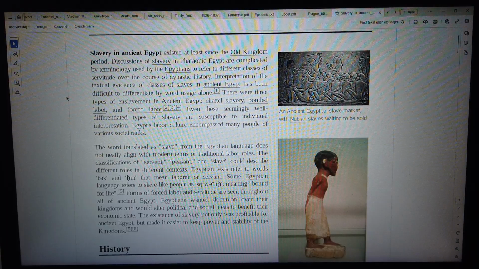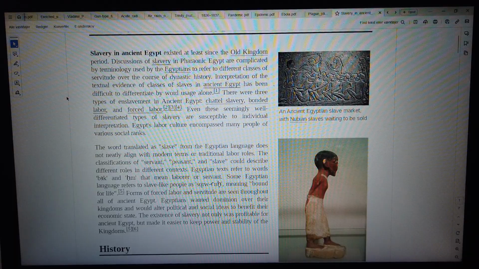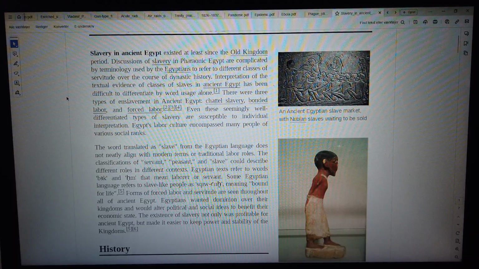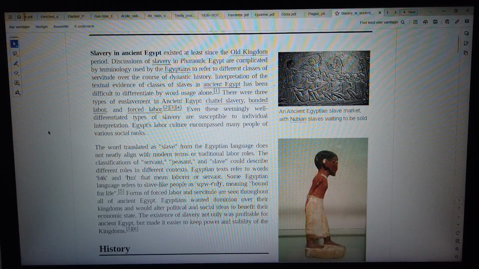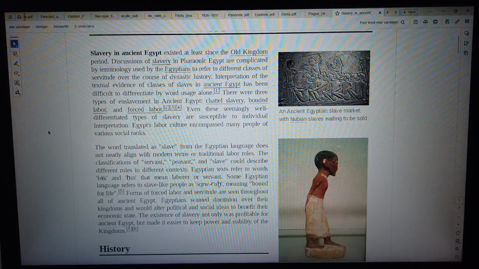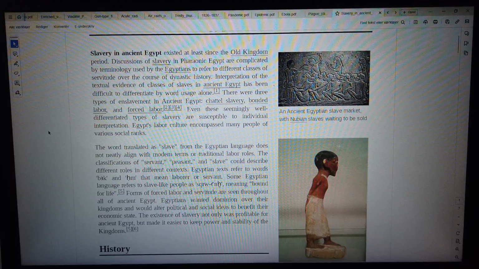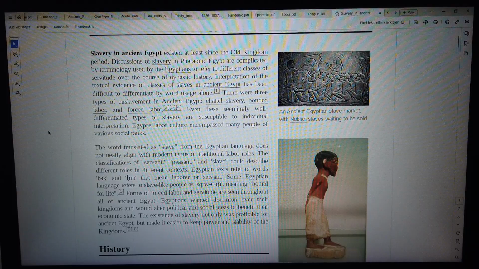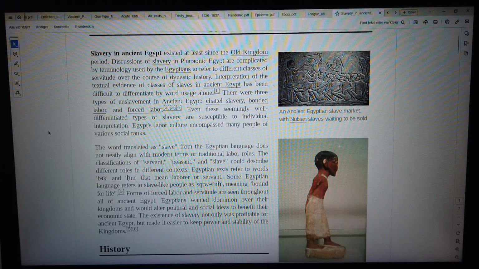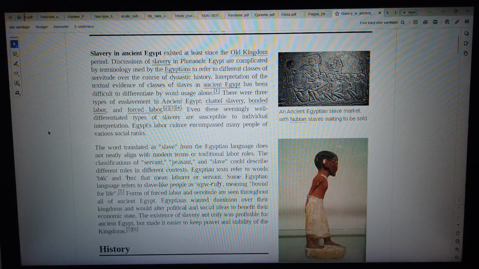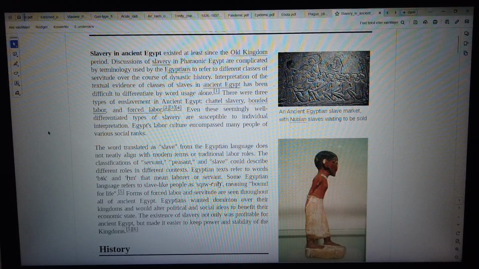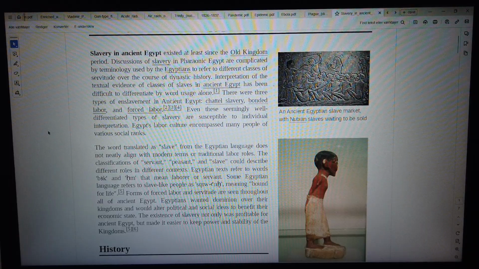Interpretation of the textual evidence of classes of slaves in ancient Egypt has been difficult to differentiate by word usage alone. There were 3 types of enslavement in ancient Egypt: chattel slavery, bonded labor, and forced labor. Even these seemingly well differentiated types of slavery are susceptible to individual interpretation. Egypt's labor culture encompassed many people of various social ranks.